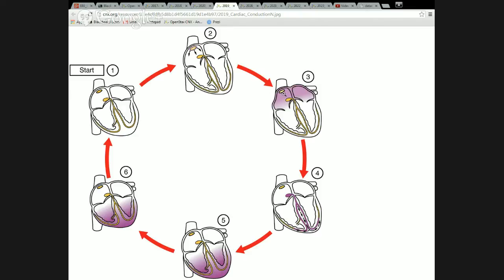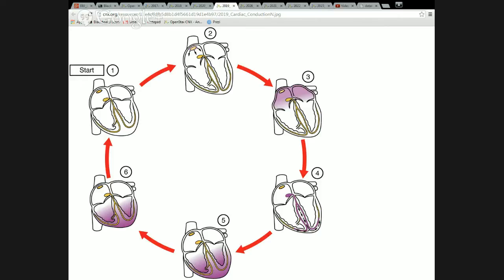Okay? So now the depolarization is spread through the atria, and that's going to cause contraction. So the fact that the atrial wall on either side looks like it's kind of collapsing in represents the contraction of the atria, which is going to help to pump blood from the atrium down into the ventricle.